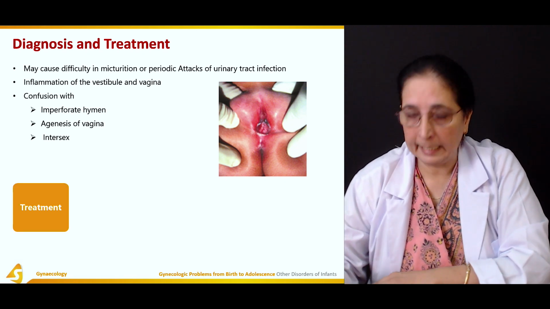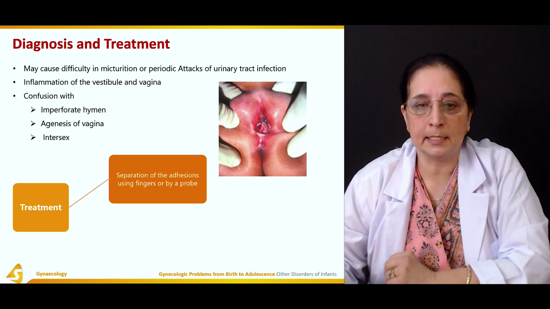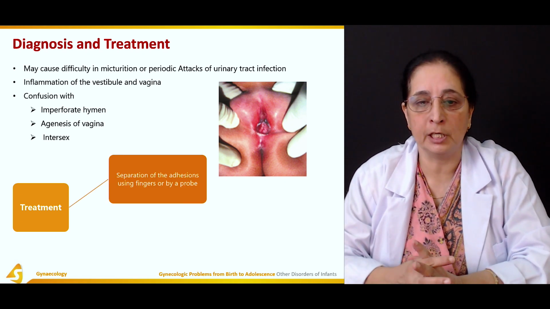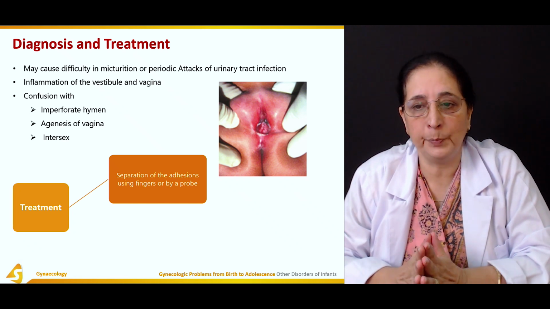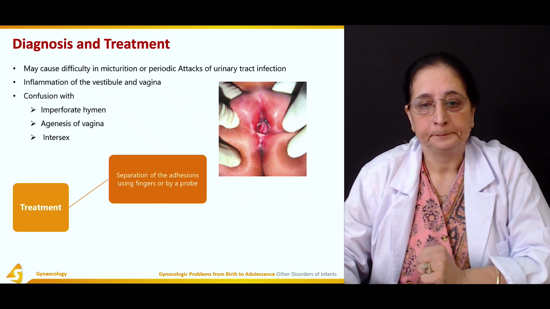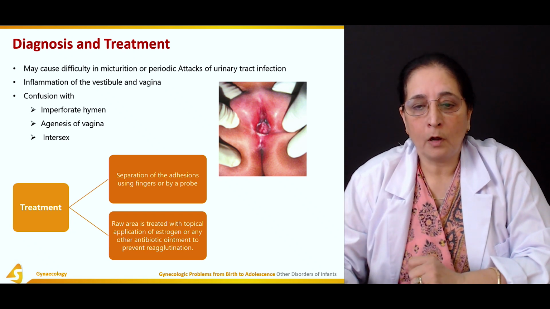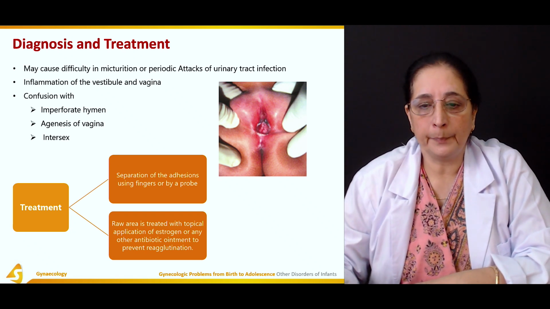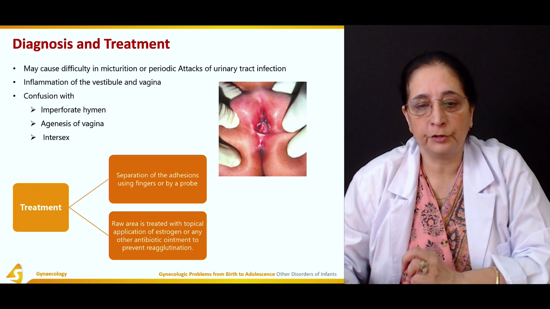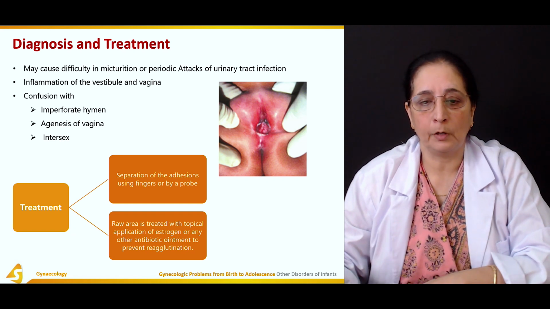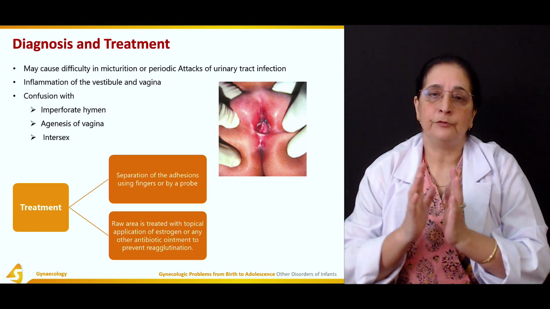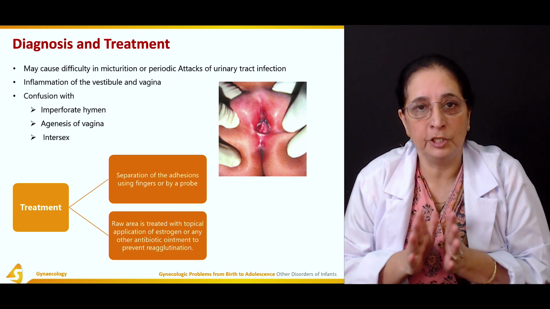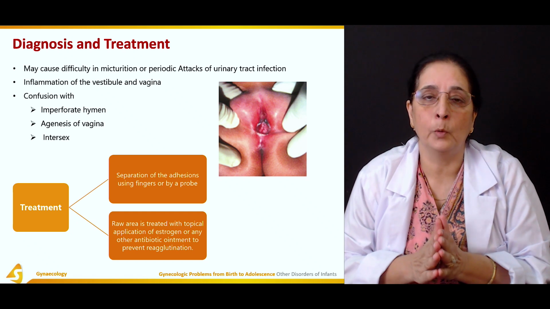Treatment of labial adhesion is separation of the adhesion using a probe or finger. So adhesions should be separated. Then the raw area is treated with topical application of estrogen or any antibiotic that prevents re-agglutination. So first, removal of adhesions using finger or probe.